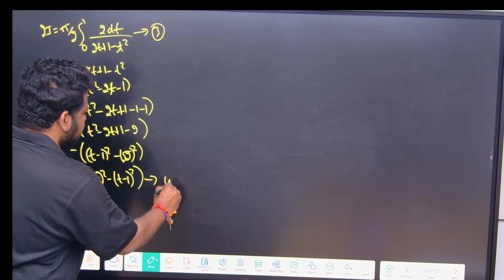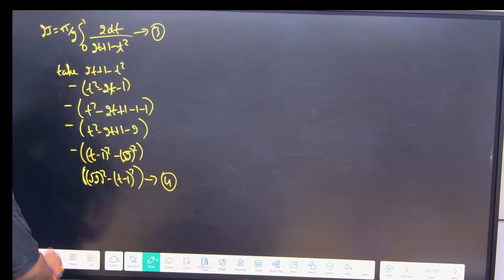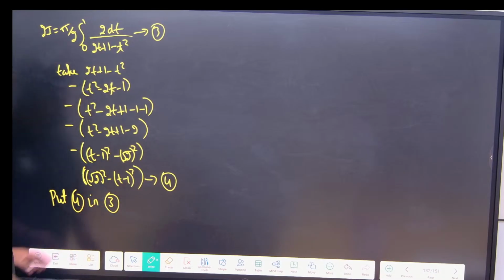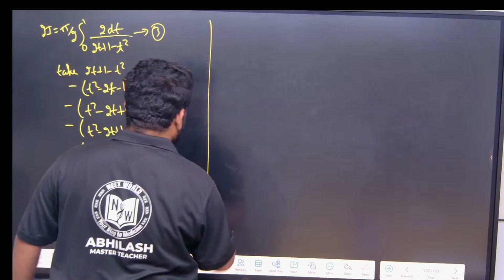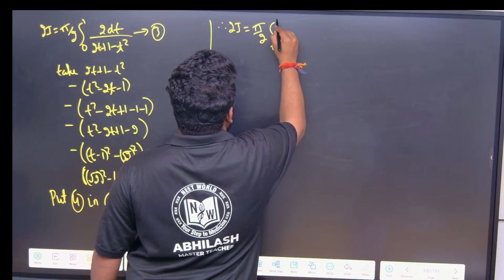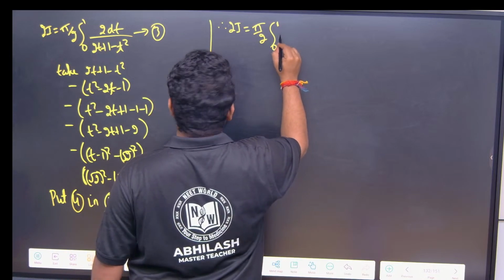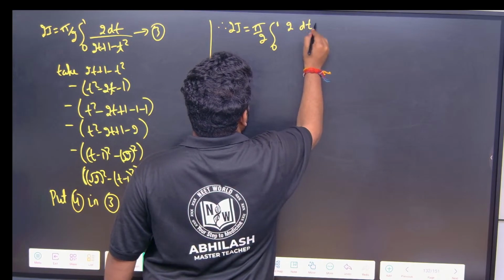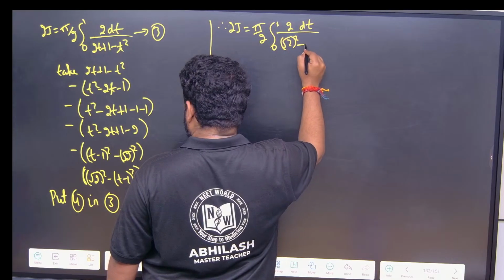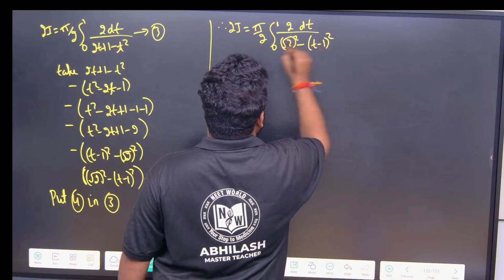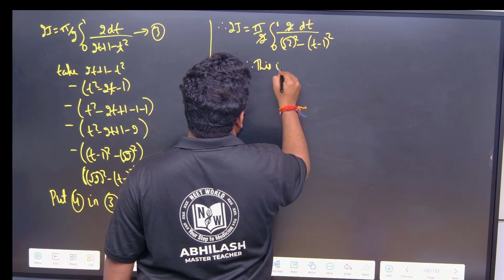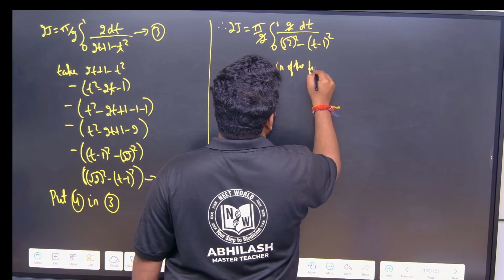So let me write this as 4. Now let us put 4 in equation 3. Now what I will have? Therefore 2i will be equal to pi by 2 into 0 to 1, 2 dt by root 2 whole square minus t minus 1 whole square. What I can do? 2 and 2 I can cancel here. Therefore this is of the form.